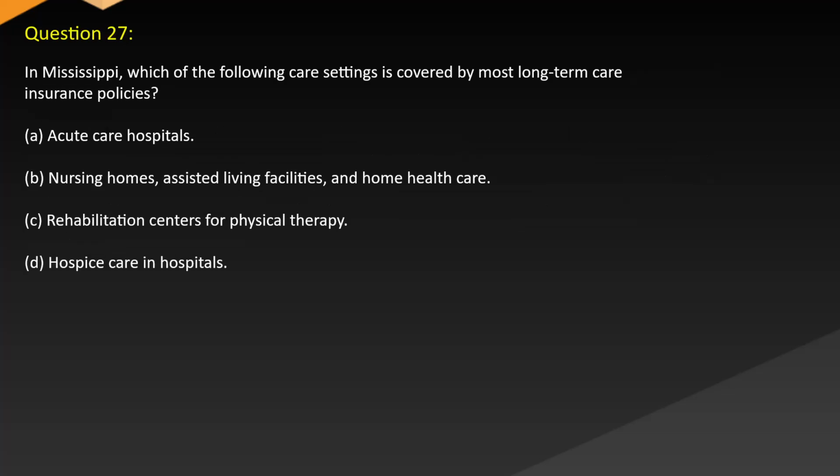Question 27. In Mississippi, which of the following care settings is covered by most long-term care insurance policies? A. Acute care hospitals. B. Nursing homes, assisted living facilities, and home health care. C. Rehabilitation centers for physical therapy. D. Hospice care in hospitals.